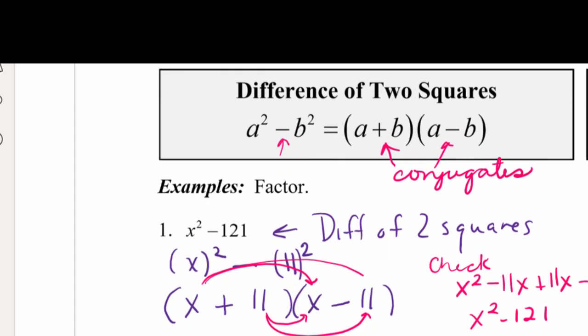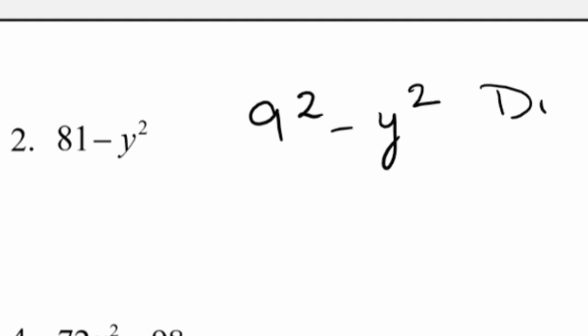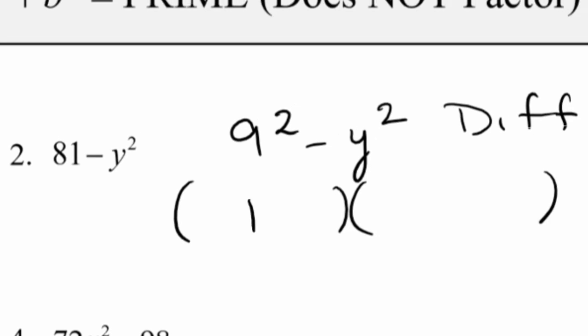Okay, so in number 2, 81 minus y squared, we still have a binomial with two terms and it's a difference. And we do have a perfect square, 81, because that's 9 squared, isn't it? So we have 9 squared. And then, of course, we have the y that's being squared. So we definitely have a difference of two squares. Binomial, and so we know we're going to have to use some conjugates, so go ahead and put the parentheses down, and then we know we're going to have a plus and a minus.